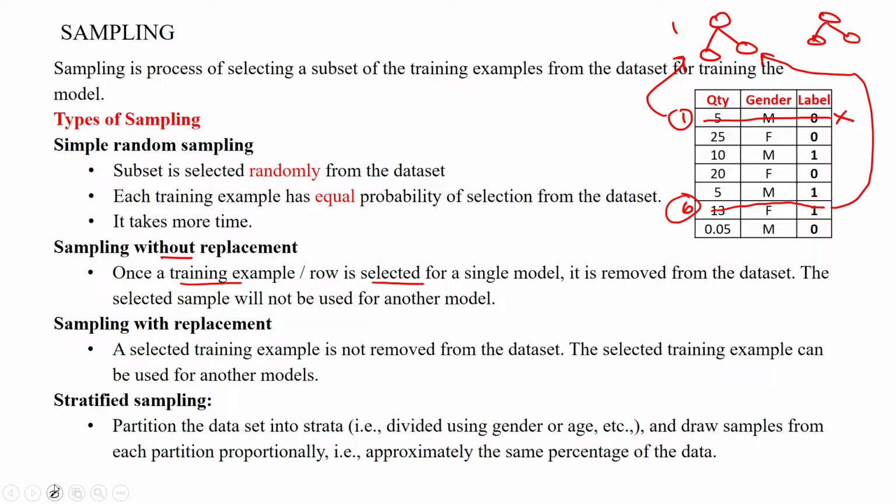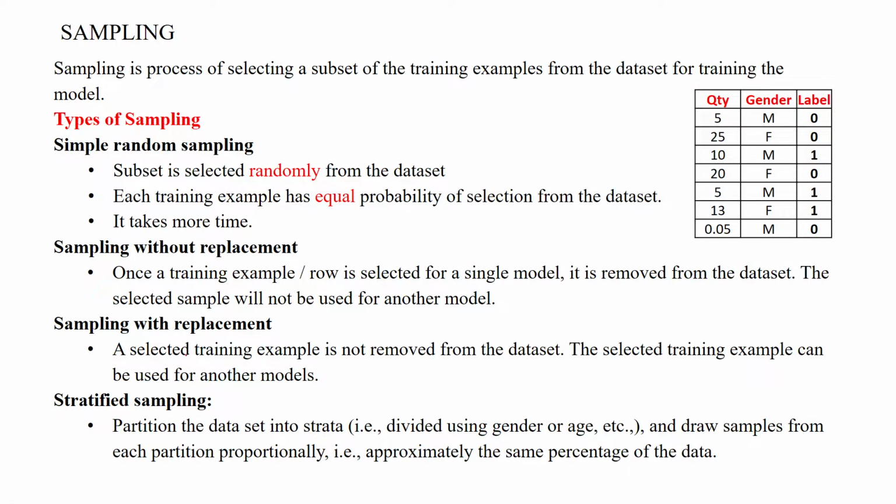The third one is sampling with replacement. Here the training samples can be used for different models. That is, they are not removed from the data set. That means if I am using decision tree 1 up to n decision trees, decision trees 1 to n, I can use the same sample for different decision tree models. That is called sampling with replacement.